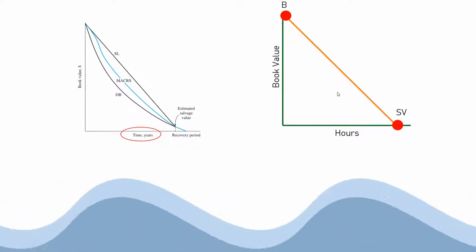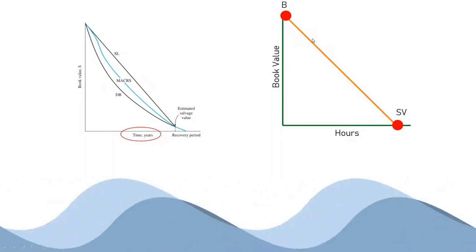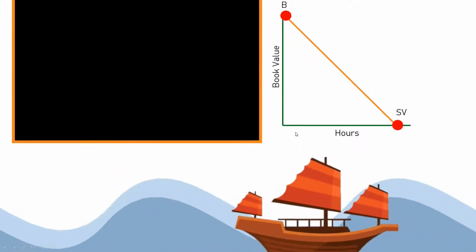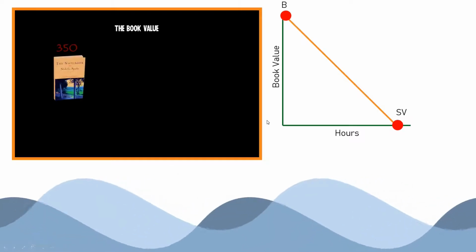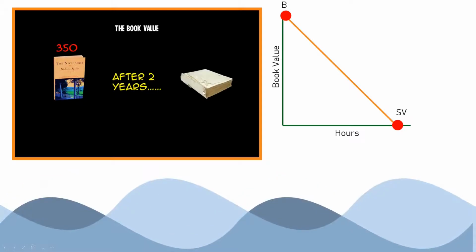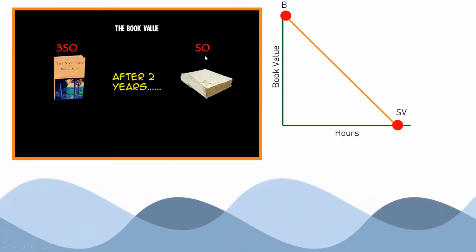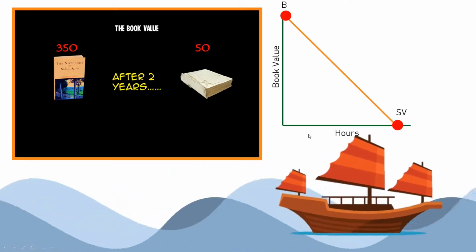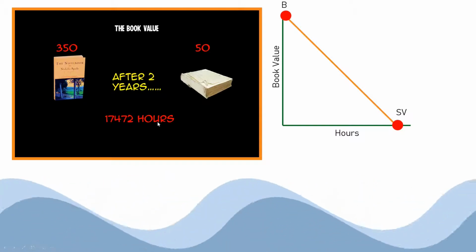SV or S is same lang. Okay, so hours. So, how many hours for the first cost to depreciate to the salvage value? If that is not clear, let's go to the example kanina, the book value. Diba, you saw this book for 350 pesos 2 years ago. After 2 years, nahimo siyang 50 pesos. Okay. So, di ba, this is your first cost and this is your salvage value. Now, how many hours in 2 years? It has 17,472 hours.